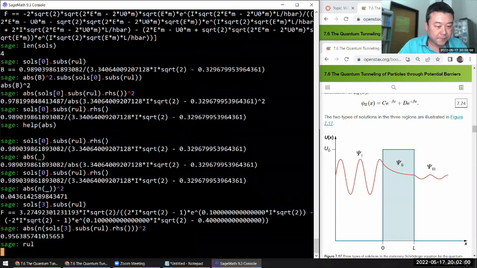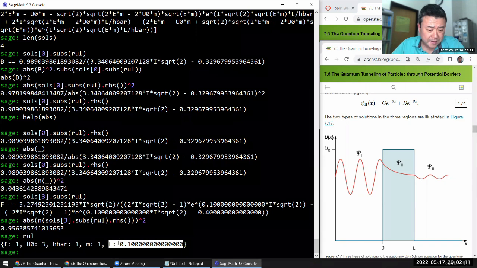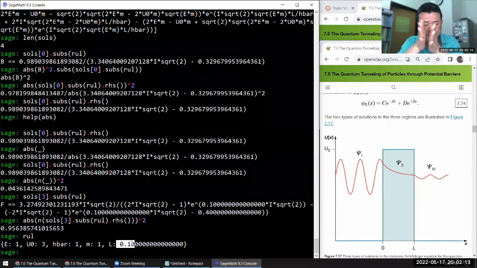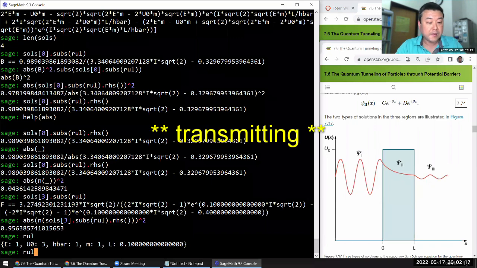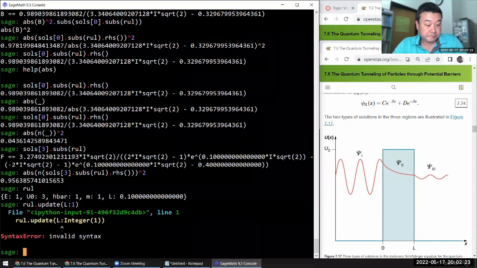Here's one reason I defined the rule as a dictionary. We can basically see how this tunneling probability changes as I change the thickness of the thing. So at the moment, I think this is a pretty thin barrier, which is why most of it is reflecting. I can update my rule to say, okay, my L, let's make it 10 times as thick.